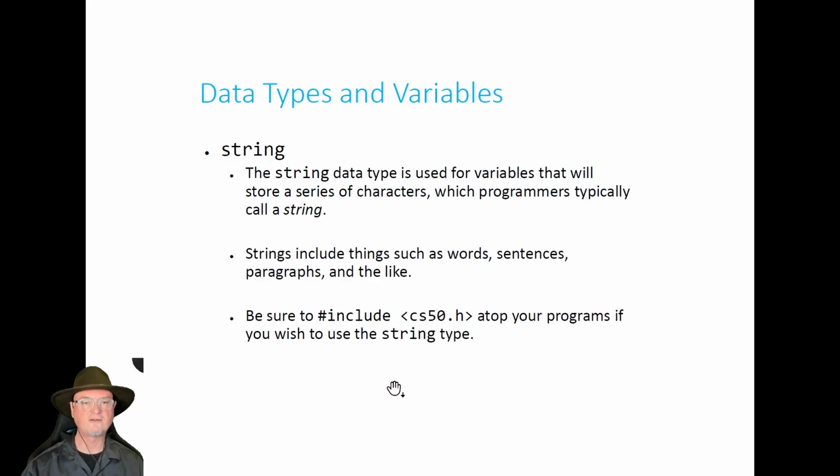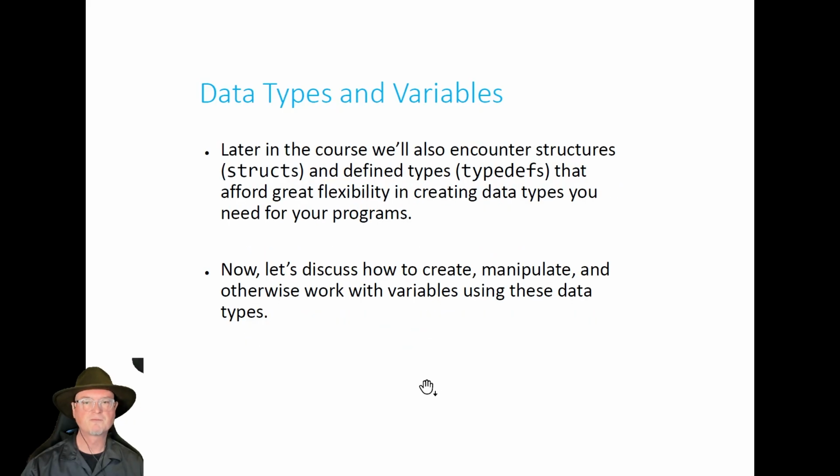String is another type, whereas the char is just a single character in quotes. The string type is a whole bunch of characters, up to, I can't remember how big it is, but I think it's 4 bytes. So quite a large amount of text will fit into the string variable. And it's enclosed in double quotes. It includes spaces. It includes punctuation and special characters. Again, you require the CS50.h.